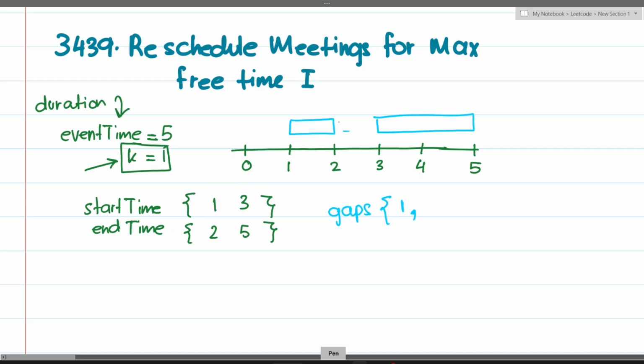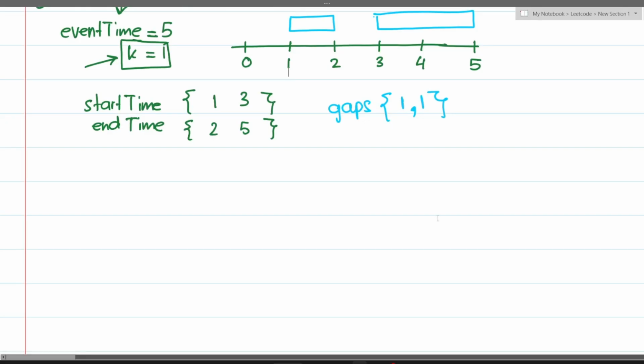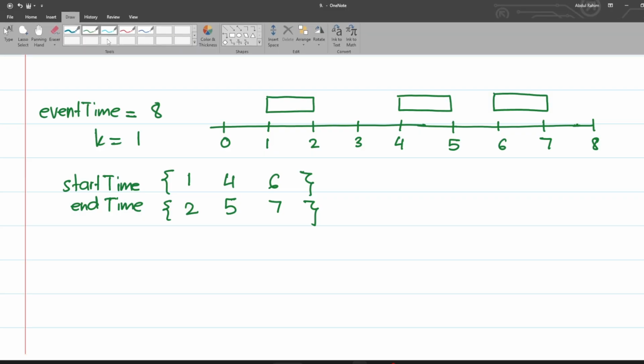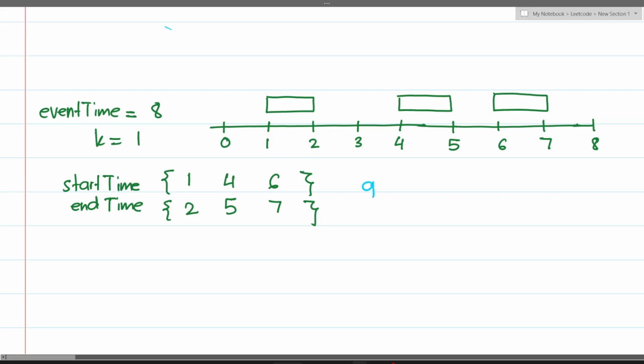Now let's see, the first event ends at 2, the second one starts at 3, so again there is a gap of 1, and then there is no gap after all. So I have the gaps array as 1 comma 1. Now the k is 1, which means that I can move one event either to the left side or to the right side, isn't it? Let's actually pause this particular test case over here and try to think of one which is a bit more complex.